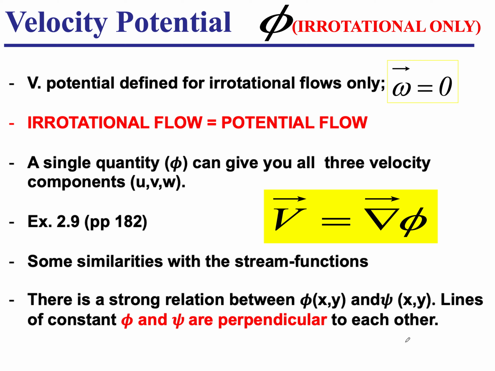So the velocity potential only exists, we define it only for irrotational flows. That is, the vorticity is 0, or the angular rotation of a fluid element about itself is 0. So irrotational flow is a potential flow. You want to keep that in mind. So that's where the potential flow theory that we're going to deal with in aerodynamics comes from.